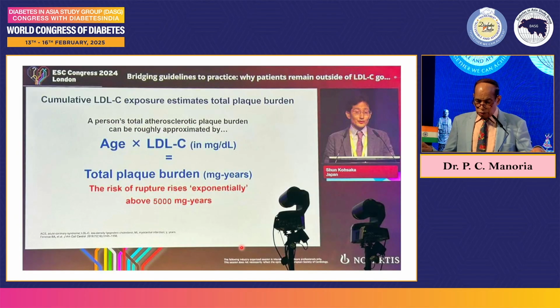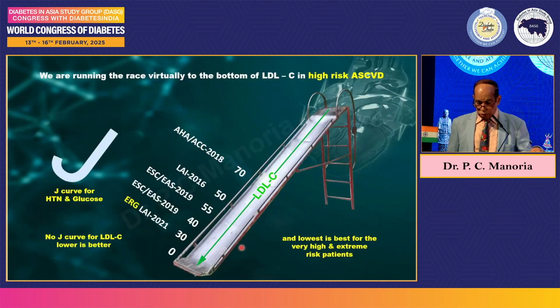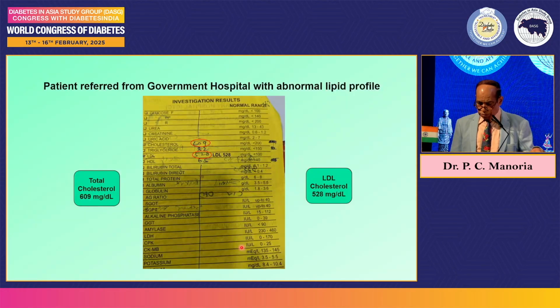The risk of rupture rises exponentially above 5000 milligram-years, and when it reaches 7000 milligram-years, usually you develop acute myocardial infarction. This is ESC 2024, and therefore we are running the race virtually to the bottom of LDL in the high risk and the very high risk patient. And as you can see, the cutoff points for LDL are being slashed down.